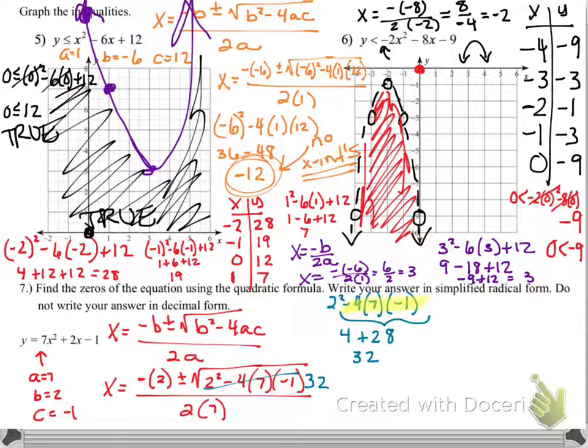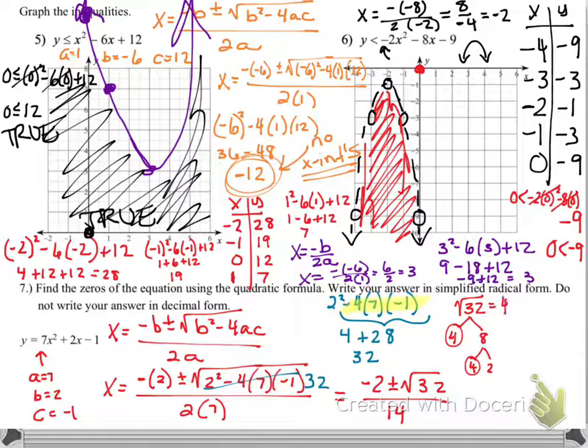Now I'm going to keep going. So I have -2 plus or minus the square root of 32 over 2 times 7, which is 14. I need to simplify down the square root of 32. I am seeing that I could take out 4 and an 8. I'm also seeing 4 and 2 here. Take a look. I have a matching 4. My 2 would be left on the inside. So my 4 goes out to the front. My 2 is left on the inside.